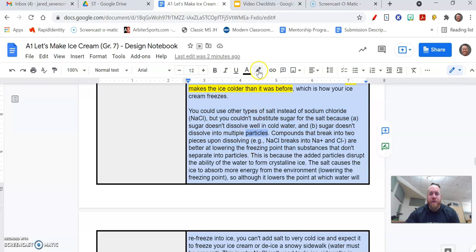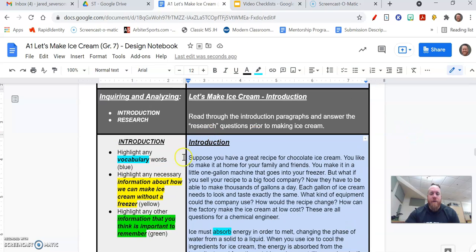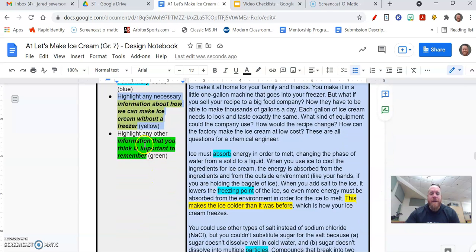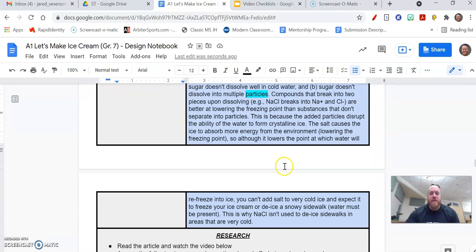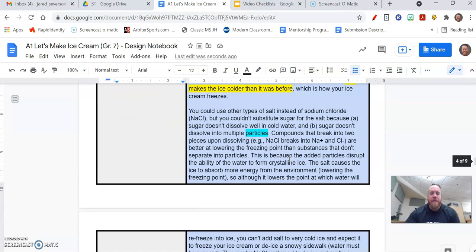Particles right there. That's one of our vocab words, so I want to highlight that. So at this point you should pause the video, go through, highlight any vocab words in that paragraph that are blue, any information that talks about how ice cream is made without a freezer, and then anything else that you think is just important, highlight that in green. So go ahead and pause the video with this last paragraph. And if this is confusing to you, we're going to watch some videos here in a little bit that will hopefully give you a visual to what this paragraph was talking about. So go ahead and pause the video and finish your highlighting.